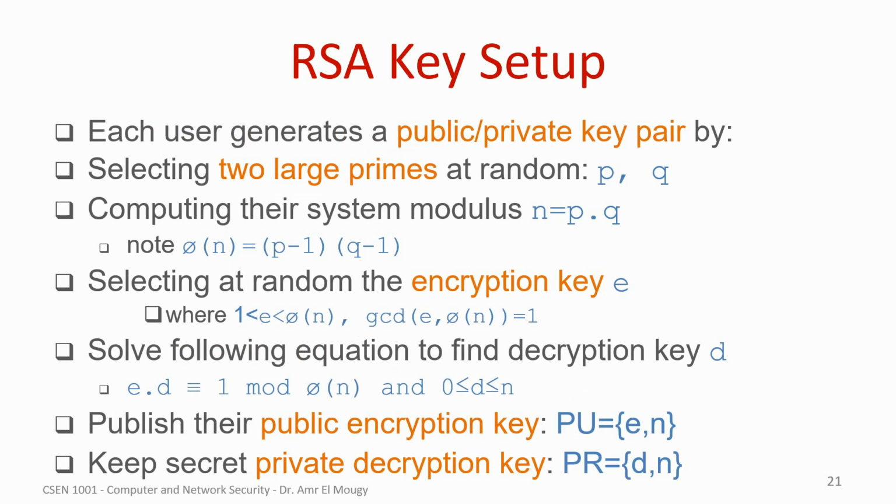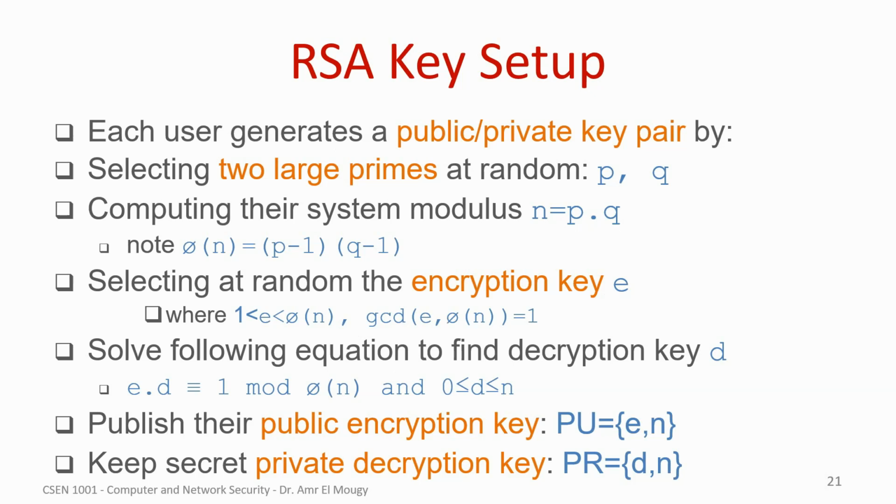In public key cryptography, we said that every user has a pair of keys: the public key and the private key. There is a mathematical relationship that binds the public key with the private key. This is what we will start with, the key setup. Before you can encrypt and decrypt using RSA, you have to generate the pair of keys, the public key and the private key.